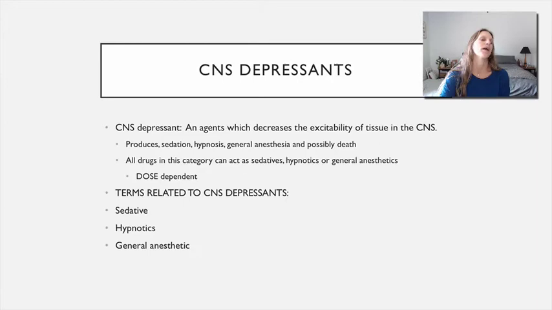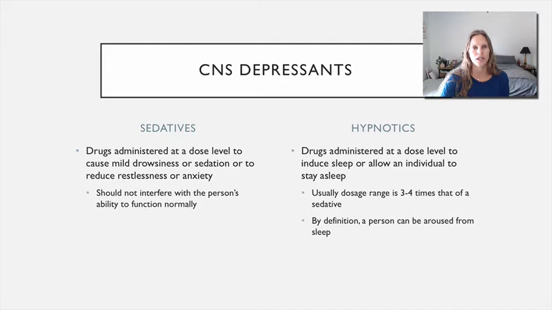So there are some terms I want to outline. One is sedative, one is hypnotic, and the other is general anesthesia or general anesthetic. Oftentimes the drugs that fall in the category of central nervous system depressants get called either sedatives or hypnotics, or sometimes sedative slash hypnotic. And again, remember, it's because any agent can do either or. It just depends on how much you take. So a sedative, by definition, is a drug that's administered at a dose that's going to cause mild drowsiness or sedation, or to reduce restlessness or anxiety. And they shouldn't really interfere with someone's overall normal function.